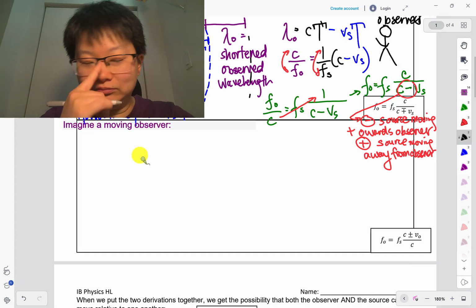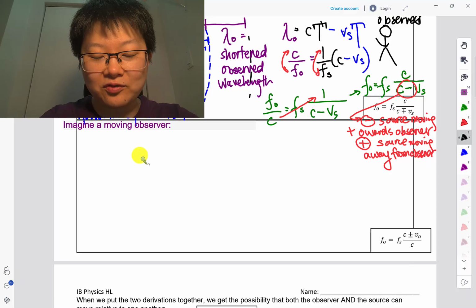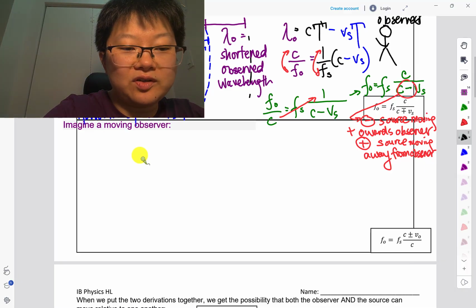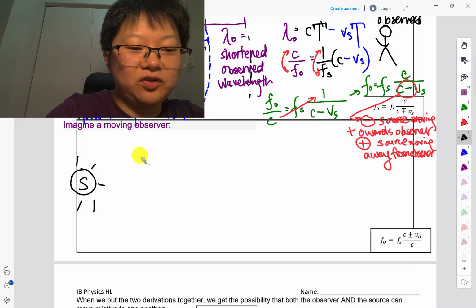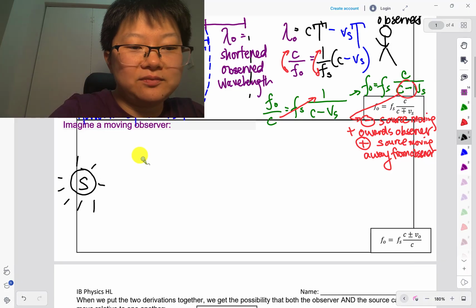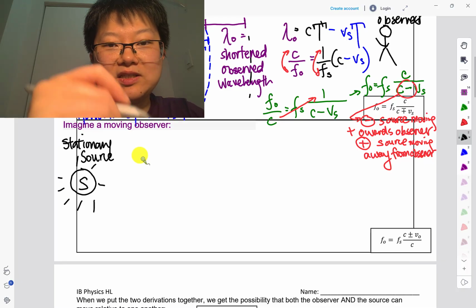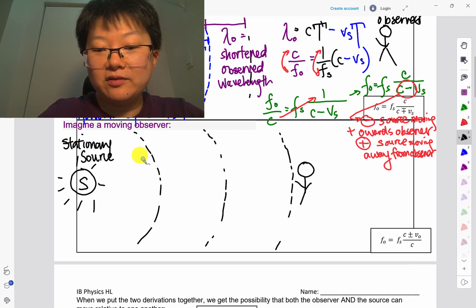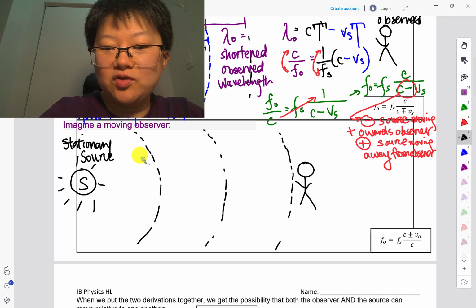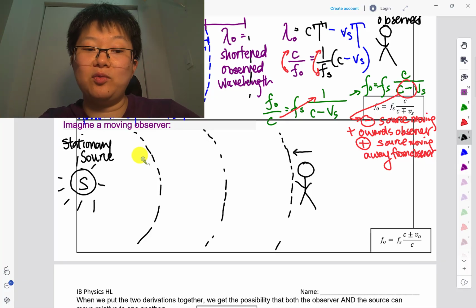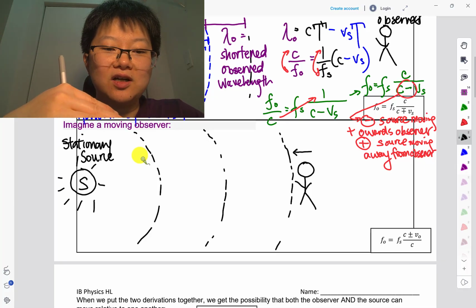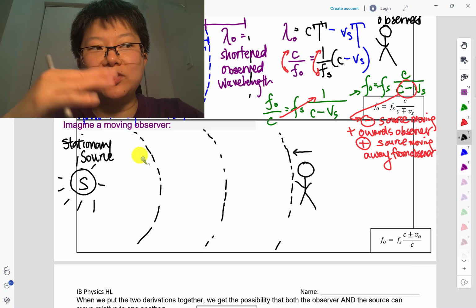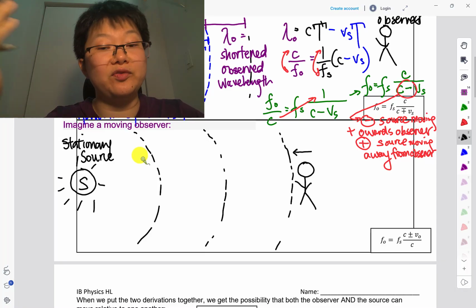I'm going to do the best I can to draw this out for us to see. First off, I have a source, which I'm going to use in black. It is not moving, so I have a stationary source. The stationary source is going to emit wavefronts at a constant rate. I'm also going to have a person here, and this person is going to move. I'm going to do the example where it's moving towards the source, and of course we just switch the signs if the observer is moving away from the source.